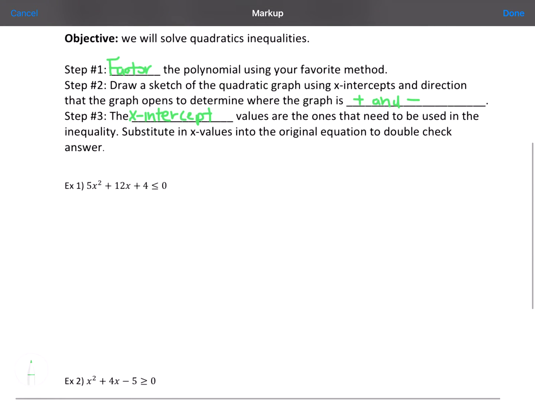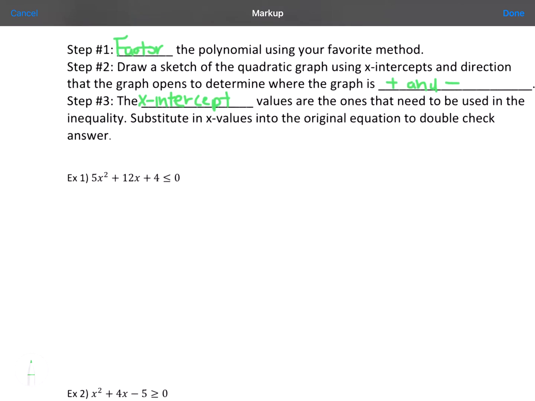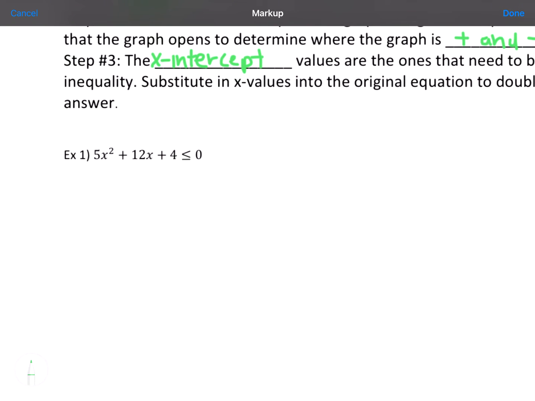So let's look at 5x squared plus 12x plus 4 is less than or equal to 0. So I'm going to use factoring by grouping here. So I'm going to say 5x squared, and then I have 5 times 4 is 20. The two numbers that multiply to be 20 and add up to 12 are 10 and 2. So I'm going to put 10x plus 2x, then the plus 4, less than or equal to 0.